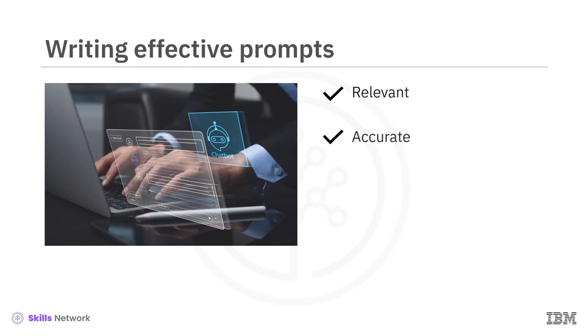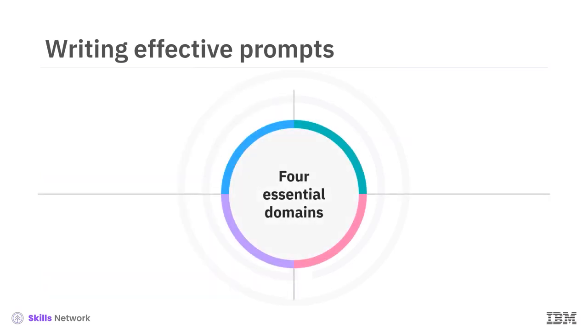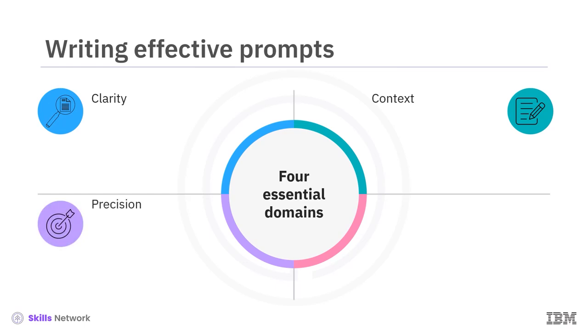By applying the best practices for creating effective prompts, you can supervise the style, tone, and content of the output generated. You can apply the best practices for crafting effective prompts across 4 essential dimensions: clarity, context, precision, and roleplay or persona pattern. Let's explore each of these aspects individually.